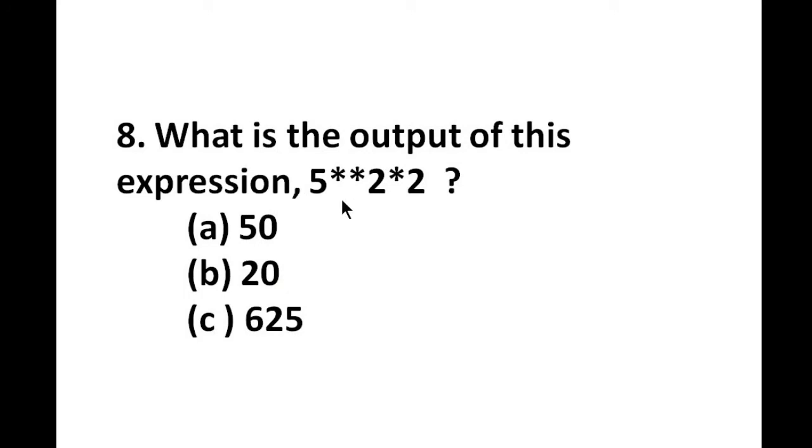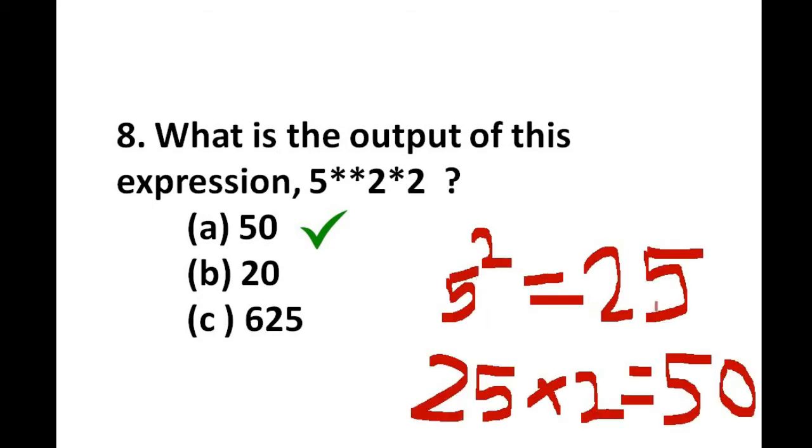What is the output of this expression? 5 ** 2 * 2. It is 50. Based on the precedence of operators, exponentiation is having higher priority than multiplication. That is 5 raised to 2 equal to 25. 25 into 2 equal to 50.